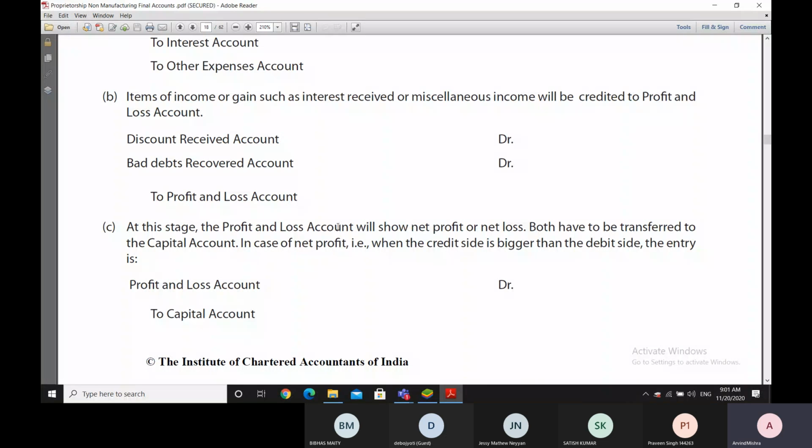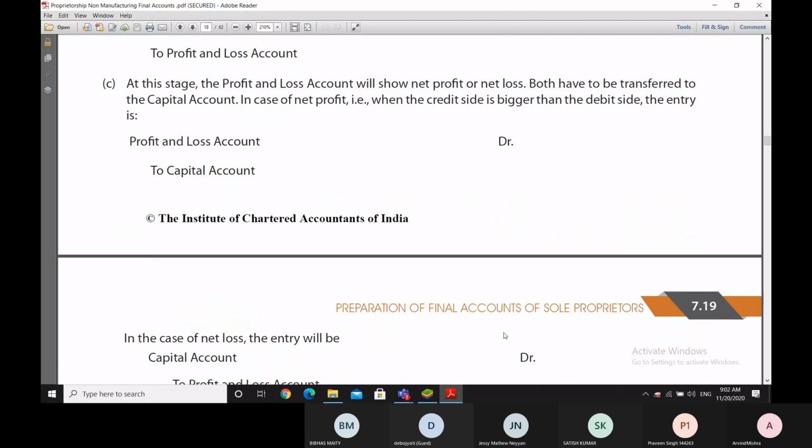And now, finally, in the profit and loss account, we'll find the balance, and the balance will be either a net profit or a net loss. And then we transfer this net profit or loss to the capital account. So if it is profit, then we debit the profit and loss account and credit the capital account. If it, of course, is a loss, then we credit the profit and loss account and debit the capital account with it.